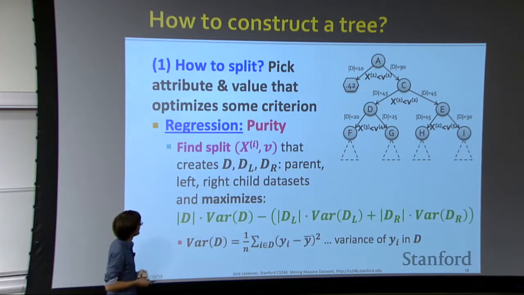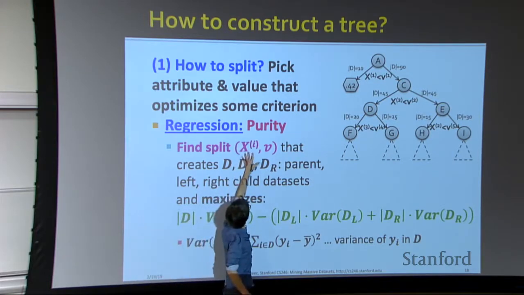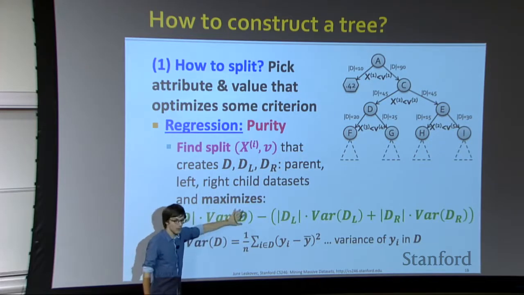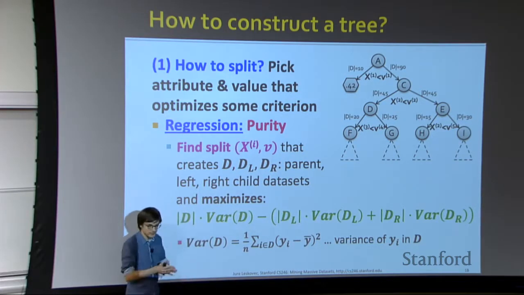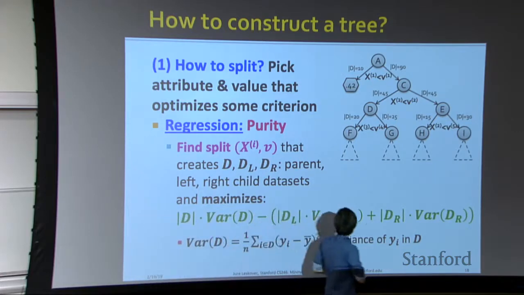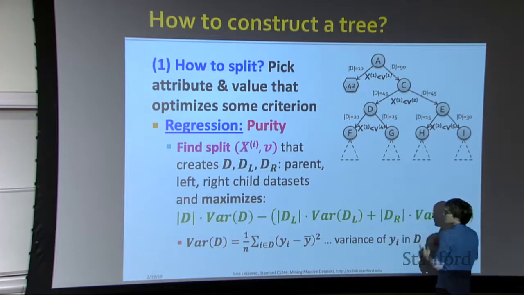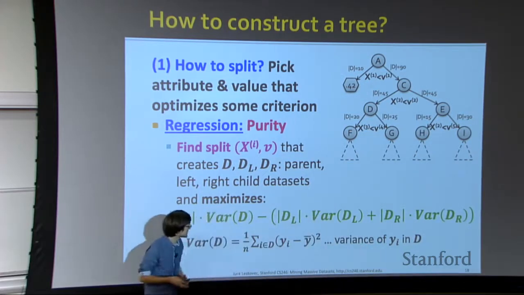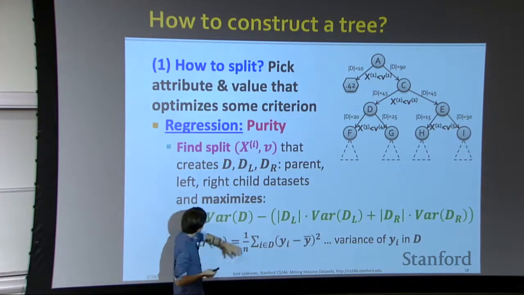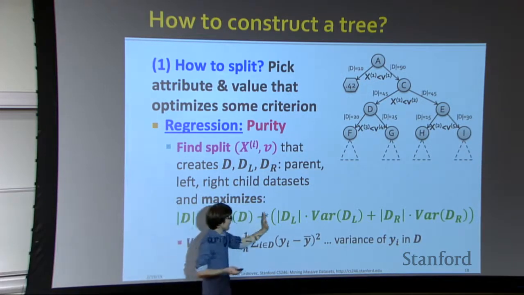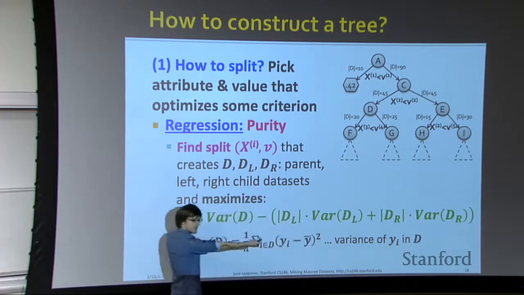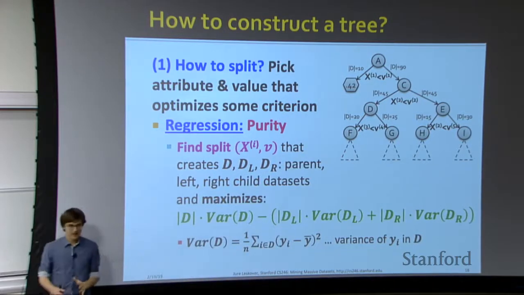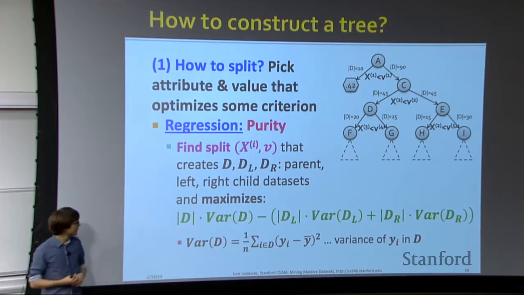So you are doing the following. You are saying, I will find the x, the attribute and the value, such that the variance of the data going into the node, minus the variance on the left and the variance on the right multiplied by the number of data points to the left and to the right, I want this difference to be as big as possible. This is the variance of the data coming in, and this is the variance of the data coming out. If this difference is big, it means that I had a big variance and now a small variance, which means I decreased the variance, which means I have increased the purity of my data.